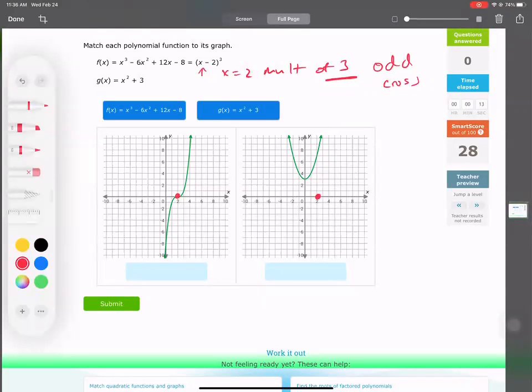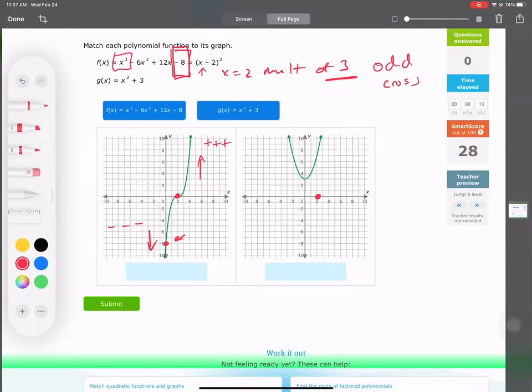Not only does it cross negative 2, let's look at the end behavior. x cubed. A positive times a positive times positive stays positive. A negative times negative times negative stays negative. Oh my gosh, this matches everything that we're talking about. Look at the y-intercept. Y-intercept is -8, and the graph does hit -8.